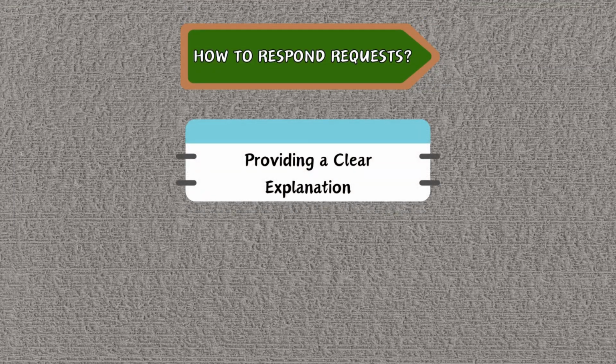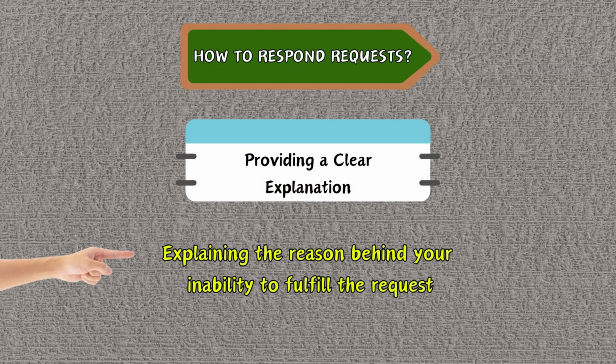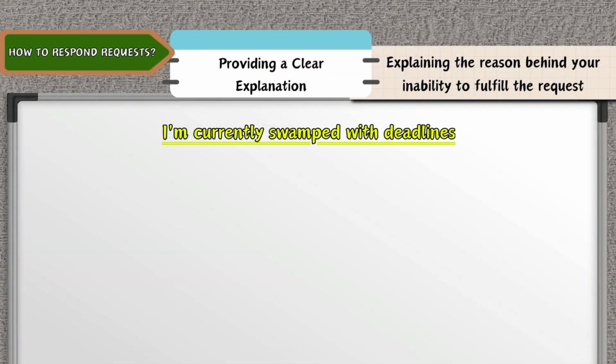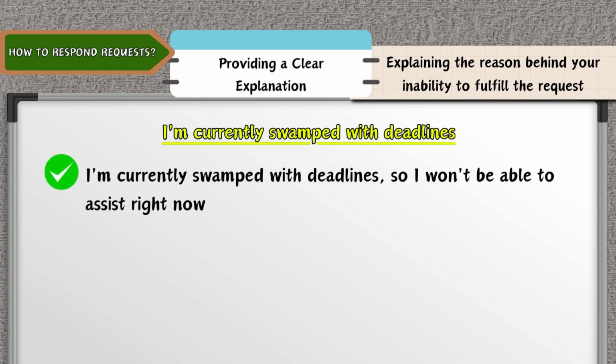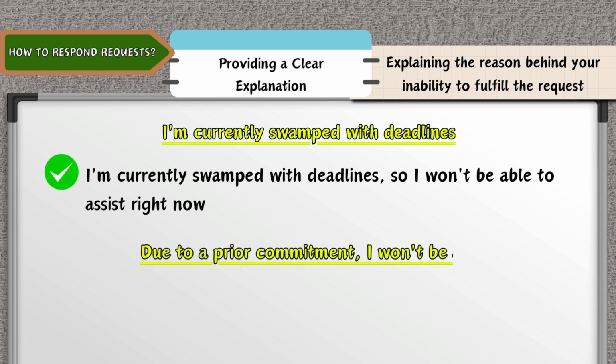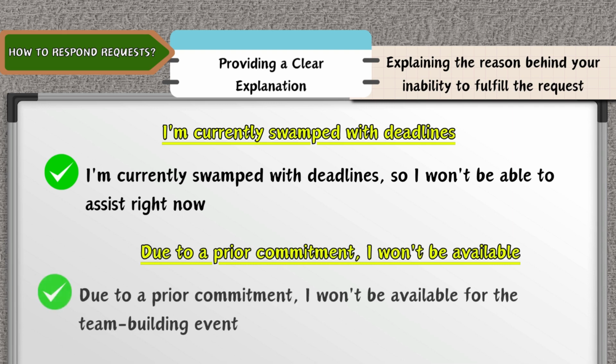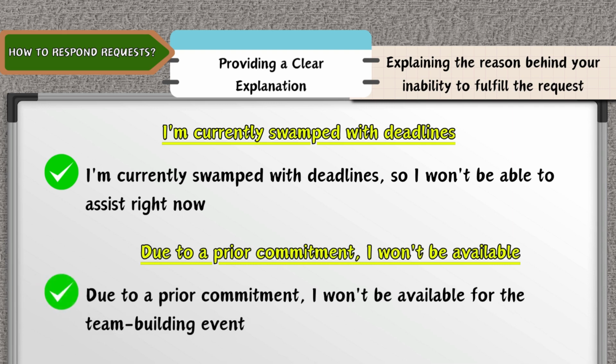Providing a clear explanation, explaining the reason behind your inability to fulfill the request. I'm currently swamped with deadlines. Example: I'm currently swamped with deadlines, so I won't be able to assist right now. Due to a prior commitment, I won't be available. Example: Due to a prior commitment, I won't be available for the team building event.